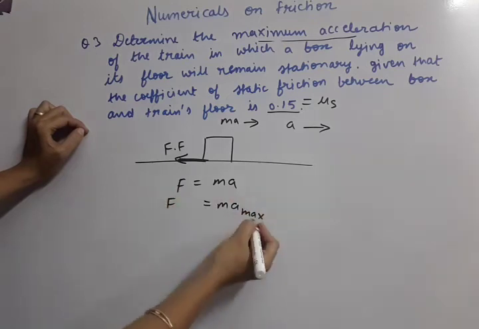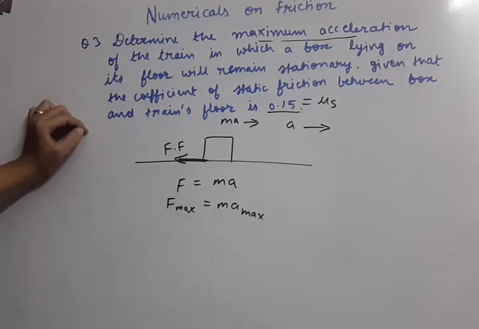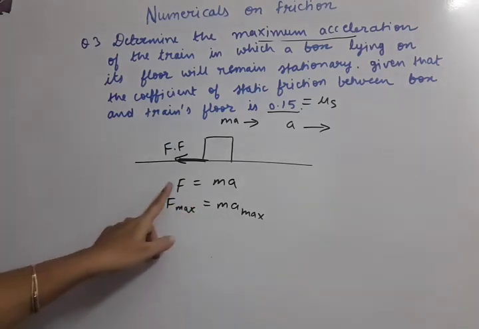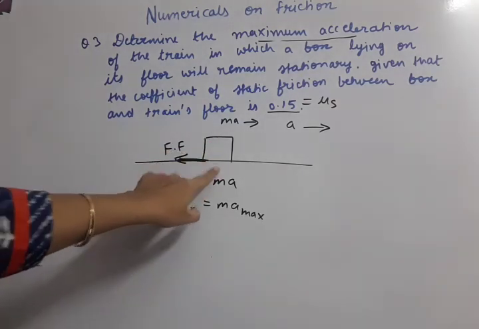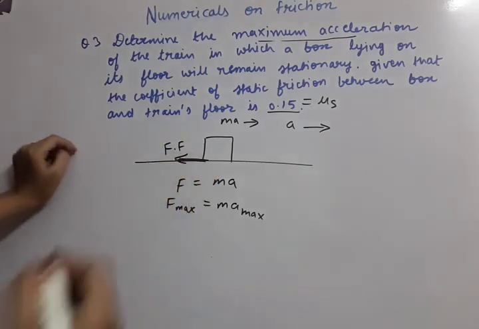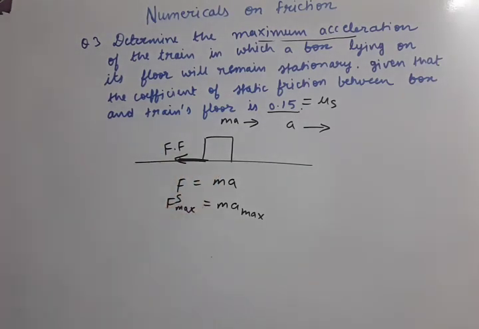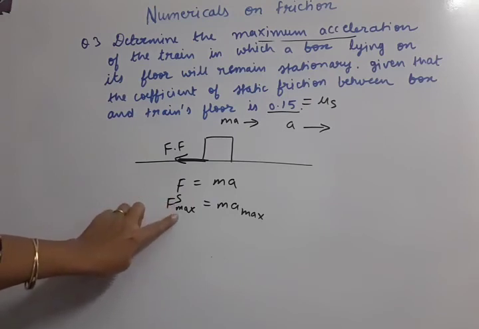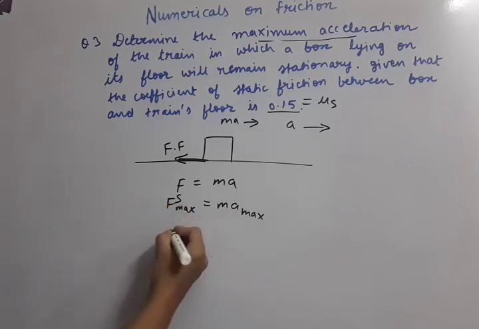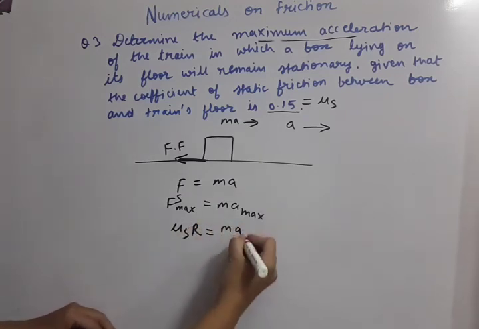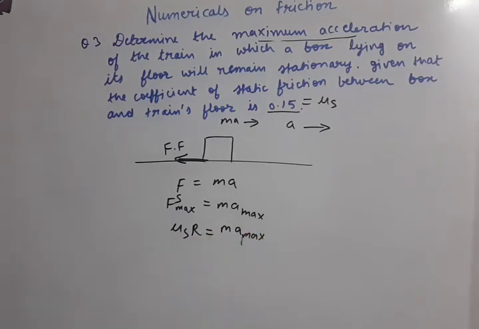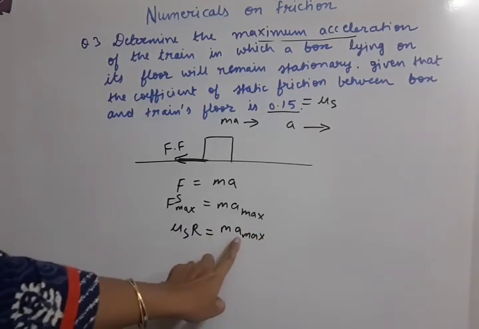So if force of friction equals ma, and I make acceleration maximum, then force of friction is also maximum. And which force of friction is this, static or kinetic? Because this box is not moving with respect to the train's floor, this is static friction. So Fs maximum is the static maximum limit, that is limiting friction, and the limiting friction formula is mu s R. So we will solve it this way: mu s R equal to m a max. Now what we need to solve? We have to solve this a max.